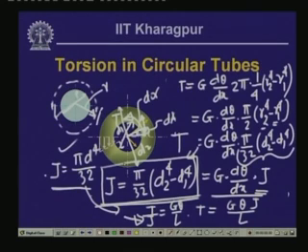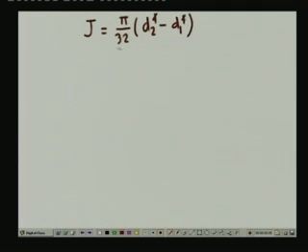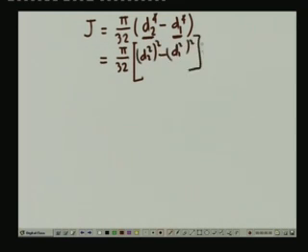Now, this expression for the polar moment of inertia can be written in a different form as well. Let us look into that. The value of J, the polar moment of inertia, in the case of a tubular section is π by 32 times d2 to the power 4 minus d1 to the power 4. We can simplify this a little, and many times we use this expression as π by 32 times (d2 square) square minus (d1 square) square. This gives us π by 32 times (d2 square plus d1 square) times (d2 square minus d1 square).